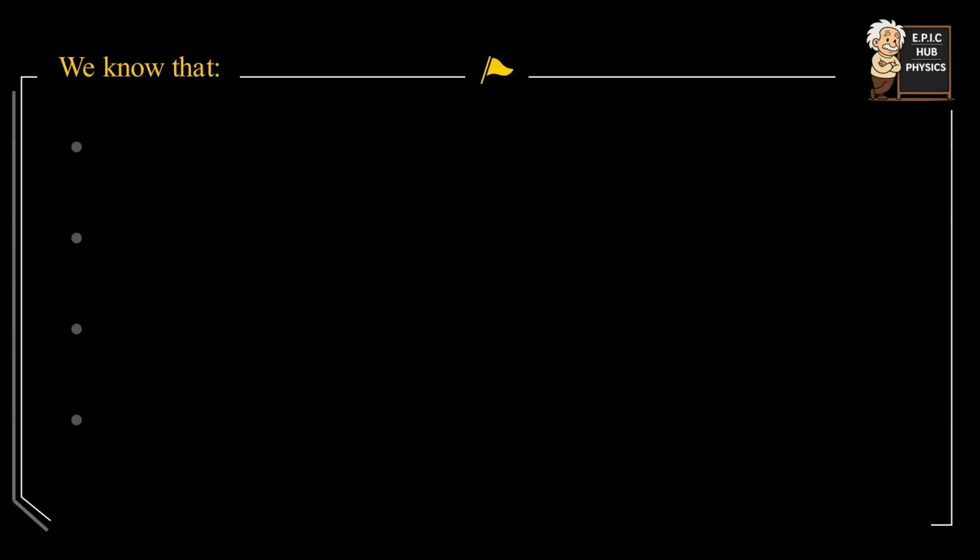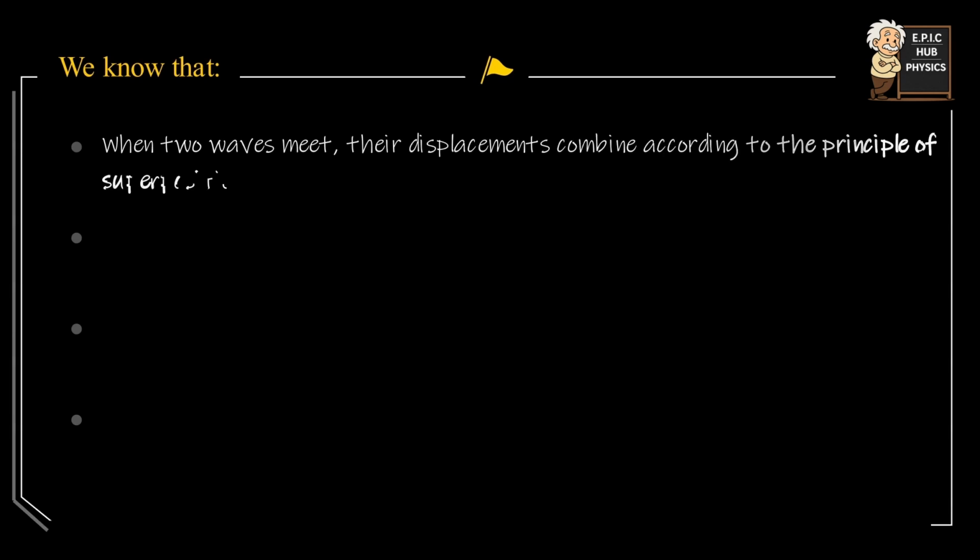This question tests our understanding of wave superposition and how amplitude relates to intensity. Let's start by recalling what we know. We know that when two waves meet, their displacements add together according to the principle of superposition. That means the total displacement at any point is the sum of the individual displacements.